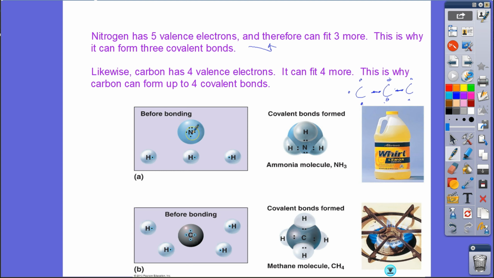Nitrogen only has 3, we said that. This is ammonia, this is methane. There are all kinds of molecules that carbon forms with hydrogen in various numbers, and they're all called hydrocarbons, and you learn about those in organic chemistry, which is a class that people dread in college. It's not that bad, it's just a lot of memorization.